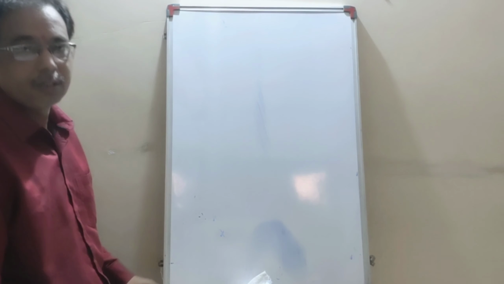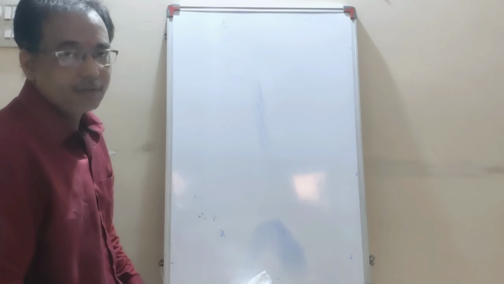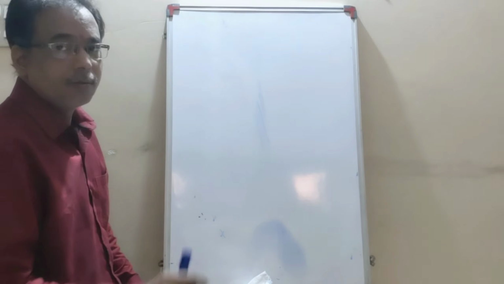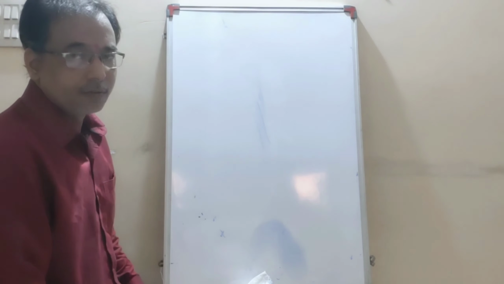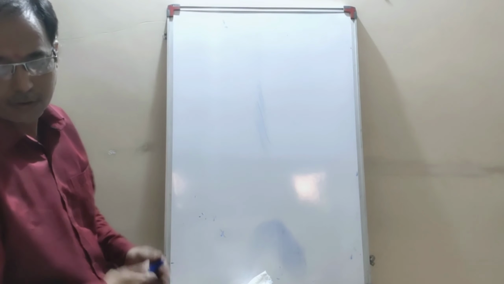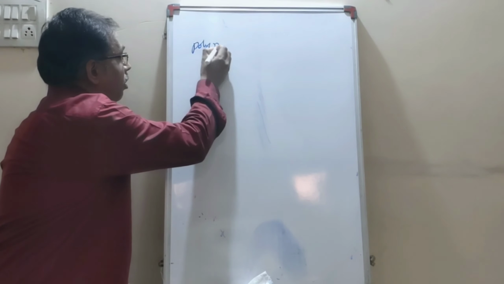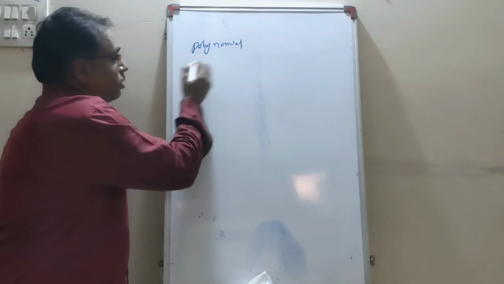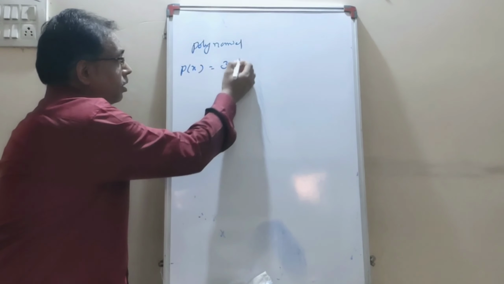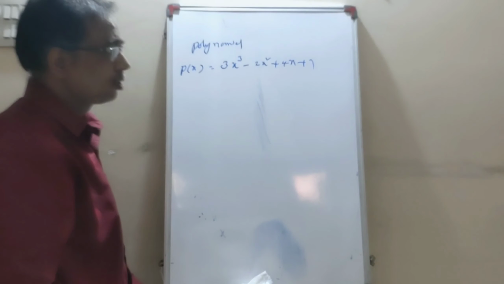So first of all, what is meant by a polynomial? A polynomial is an algebraic expression which involves variables with positive integral powers. So here, for example, I am writing a polynomial. It is denoted by p of x. That is, I am writing one general form of polynomial: 3x cube minus 2x square plus 4x plus 1.